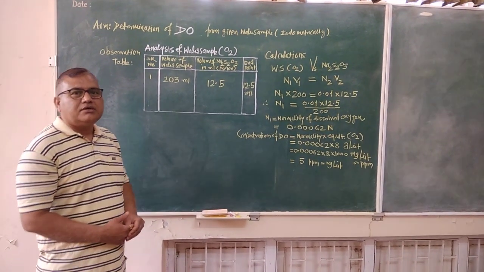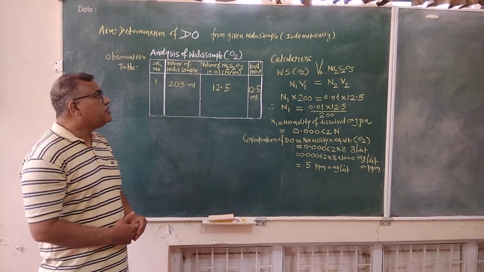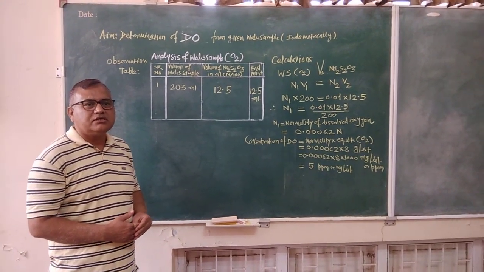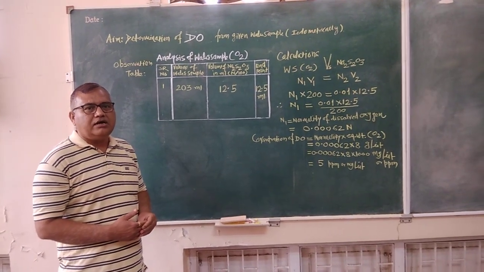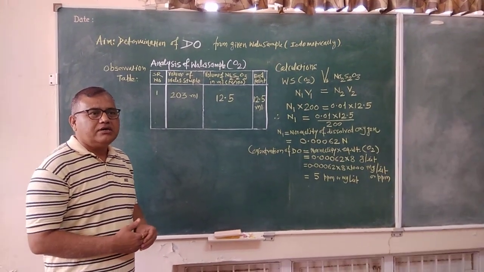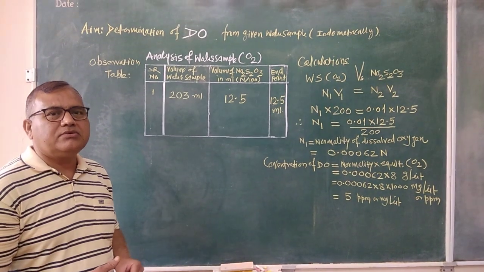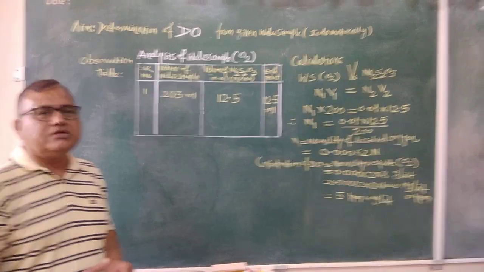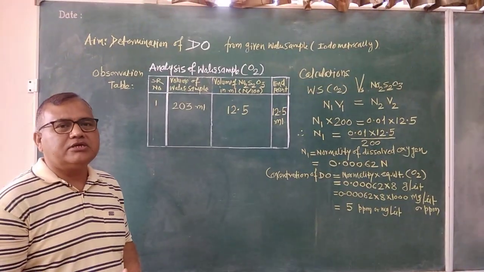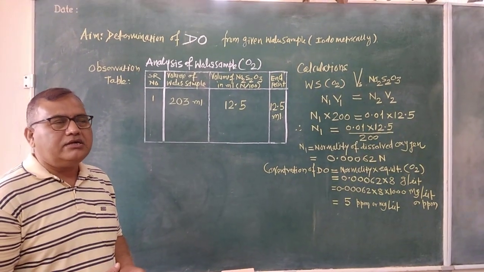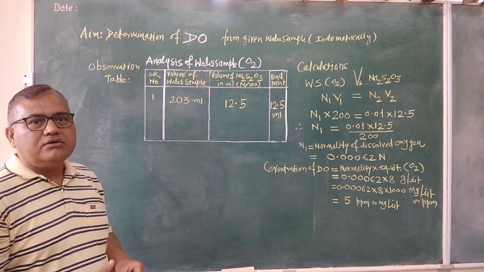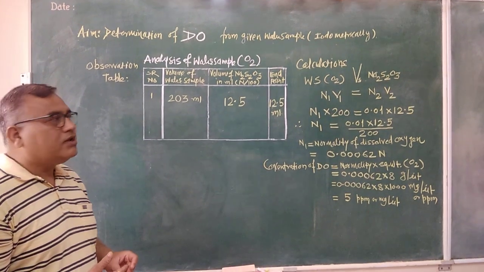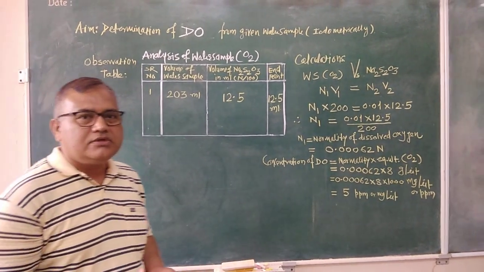Hello friends, today we will perform the experiment, that is determination of dissolved oxygen from the given water sample. I have already explained the theoretical part of this experiment: what is the aim of the experiment, what are the solutions required, and what is the principle involved in the determination of dissolved oxygen. Now we are going to perform this experiment actually in the laboratory and see the demonstration.